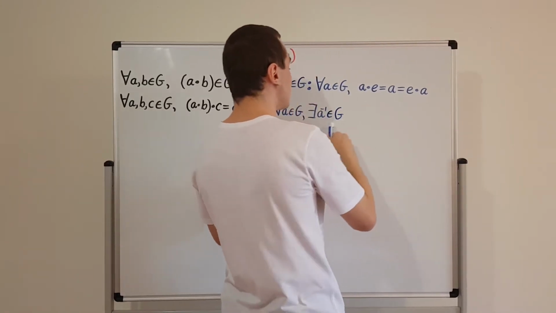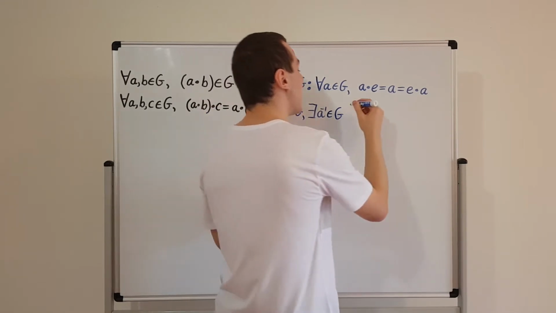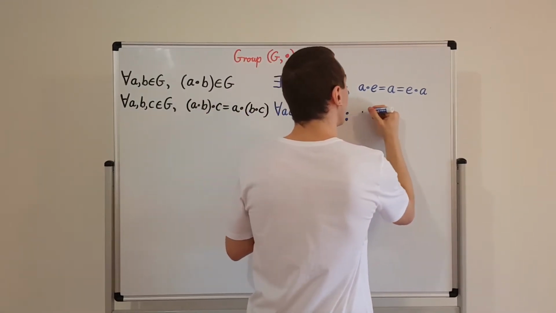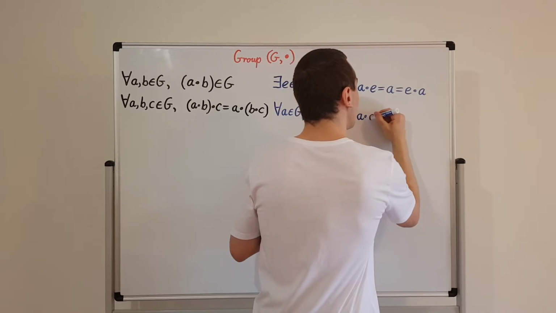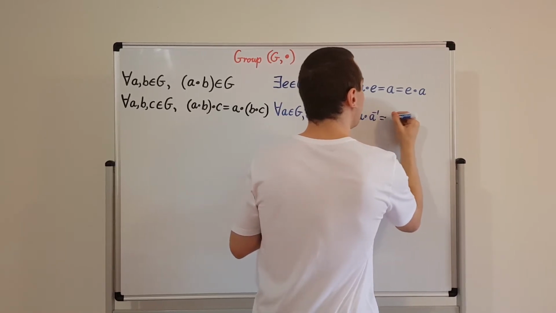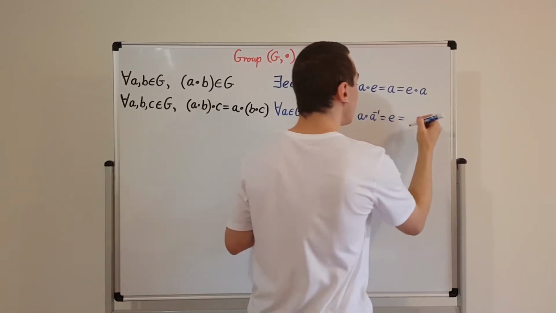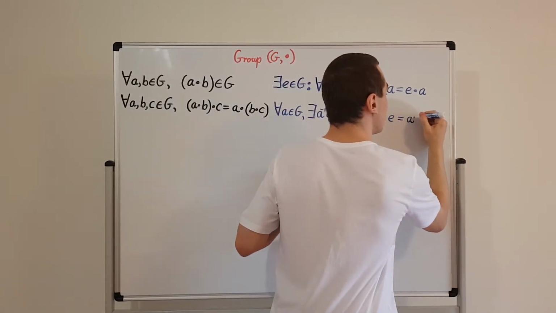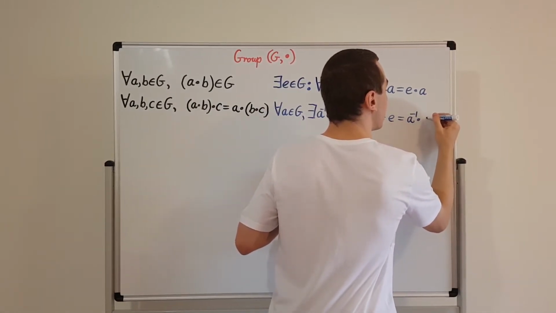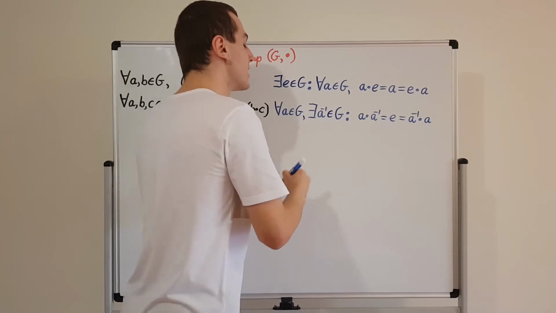And I want there to exist an inverse element such that if I combine A with its inverse element, I get the identity element. And the ordering does not matter. I can take the inverse element and combine it with the element A. So that is the condition that I want.